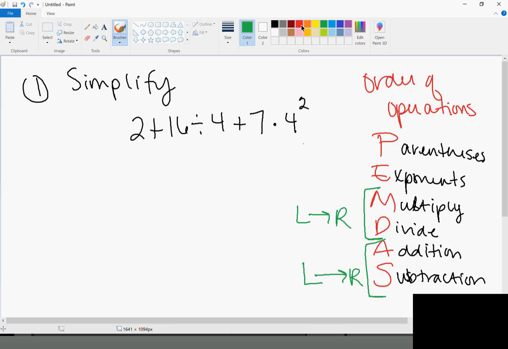Looking back at the problem here, we don't have any parentheses, so we skip down to exponents. We have an exponent here, 4 squared. That's going to be 16. I'm going to go step by step, and I'm going to write down everything else as we begin to solve this problem.